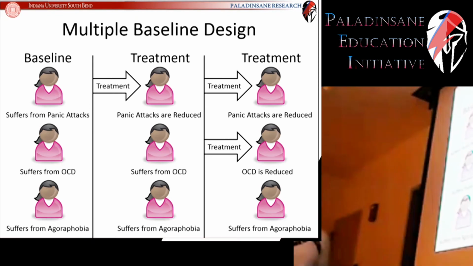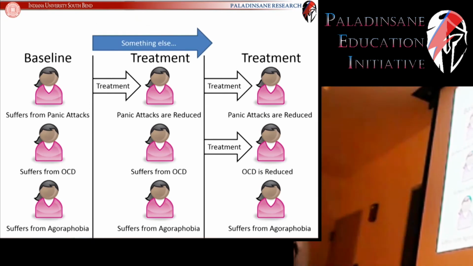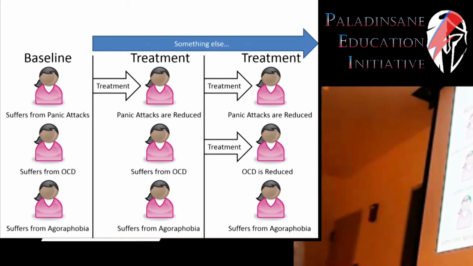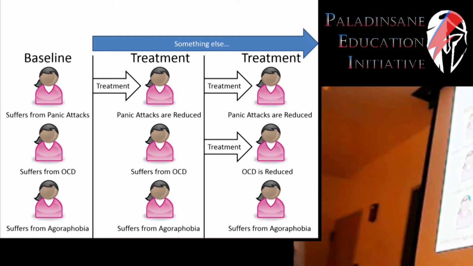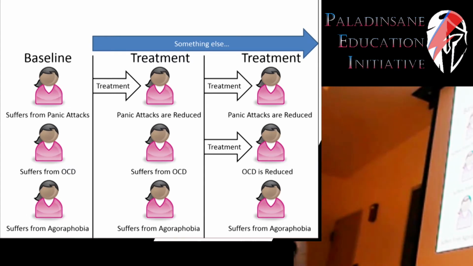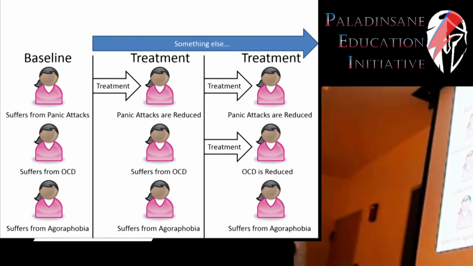So again, the idea is that if something else started up and that something else continued on, that something else could have affected the panic attacks, could have affected the OCD, could have affected the agoraphobia. So the fact that only the behavior that was being treated went down gives you about a 1 in 3 chance that it was your behavior. Sorry, it was your treatment that caused that reduction in behavior.